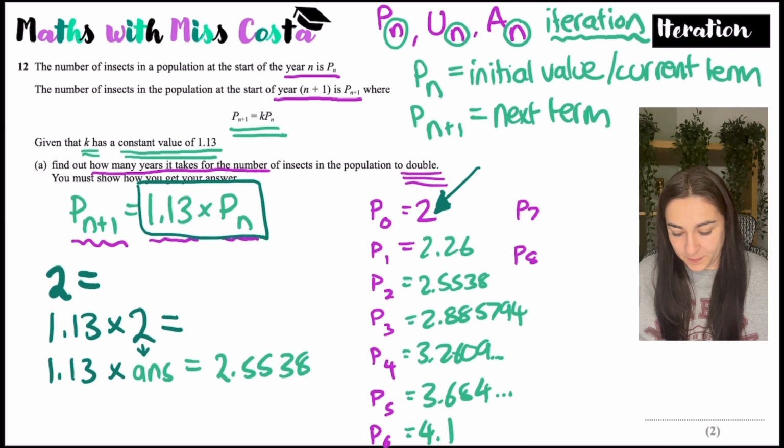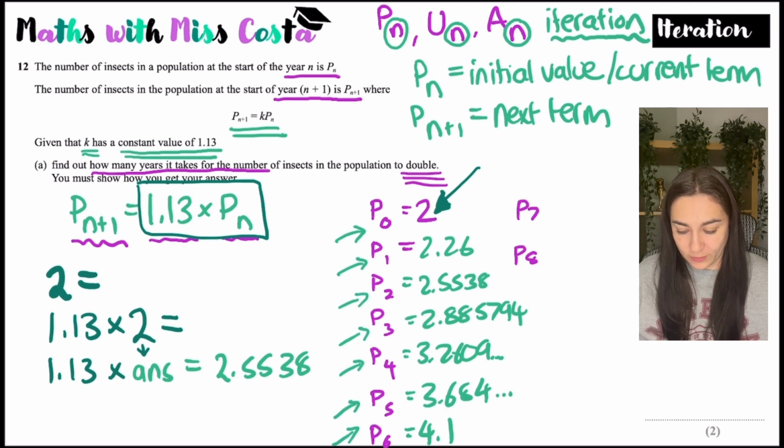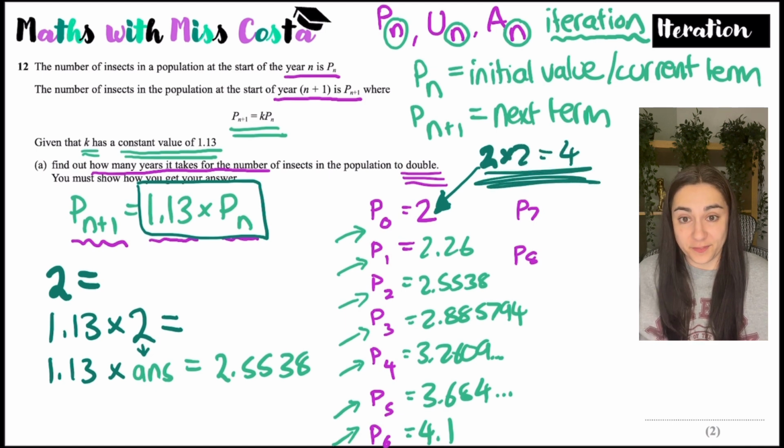So at the beginning of year 0, I had a population of 2. At the beginning of year 1, I had a population of 2.26, and so forth. I want to figure out how long it takes for the population to double. Double 2 is 4. So I need to find the first year where the population exceeds 4, which is the 6th year.